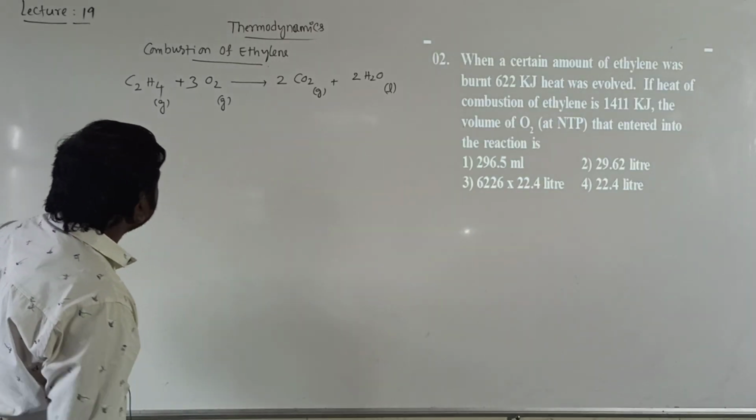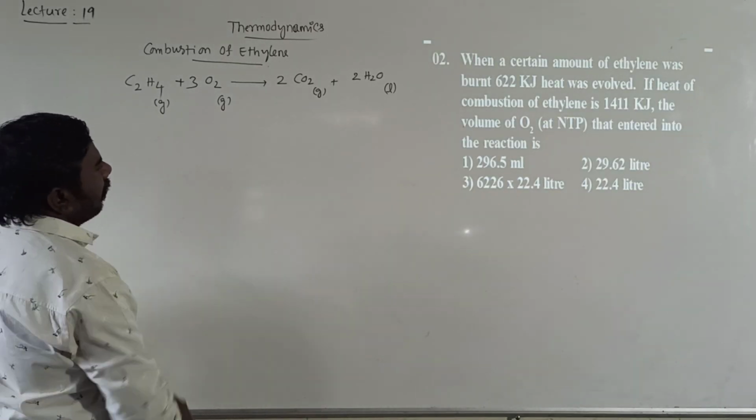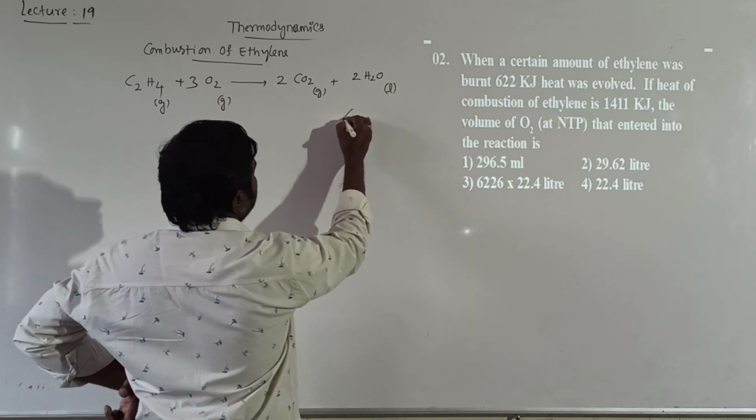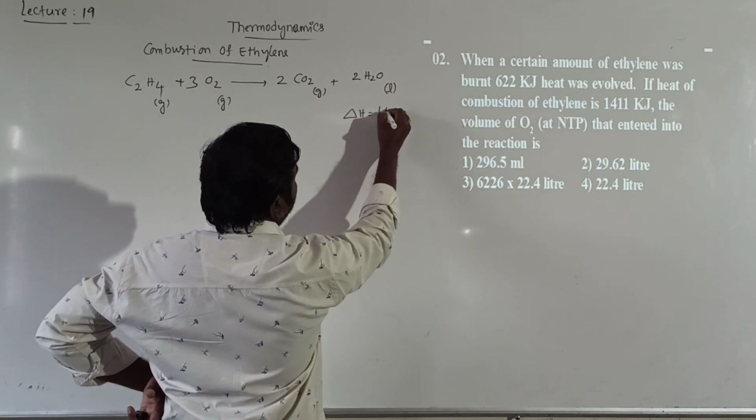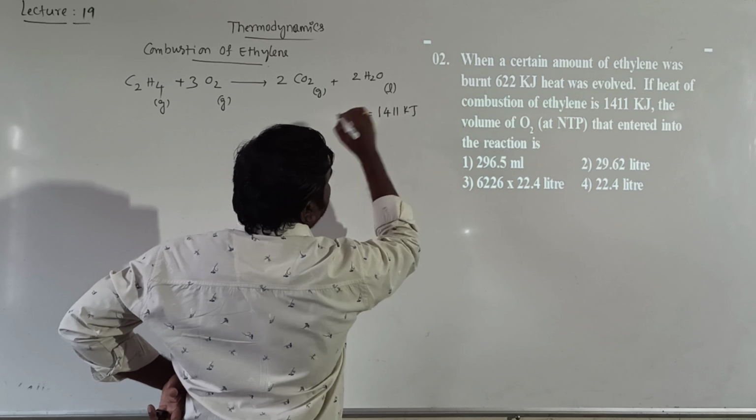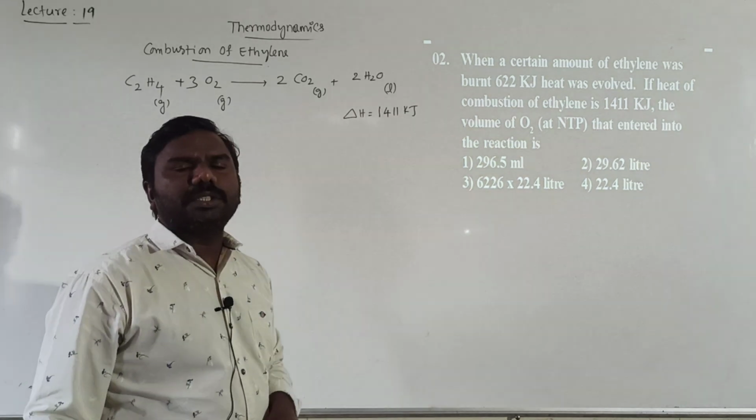Now, you just observe carefully. For this, delta H is equal to 1411 kilojoules given in the question.